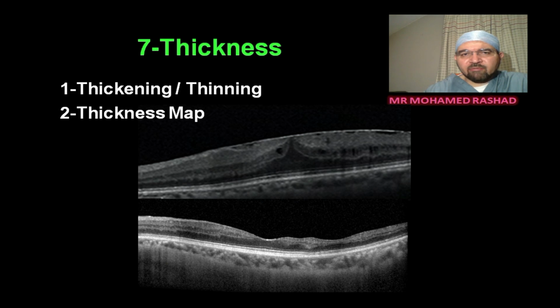The seventh and last step is to identify the thickness of the retina, whether it is thick or thin, and which structures and which layers are thinned. So this is a case of epiretinal membrane with thickening, and this is a case of sickle cell parafoveal ischemia, and you can see here the thinning of the inner layers.